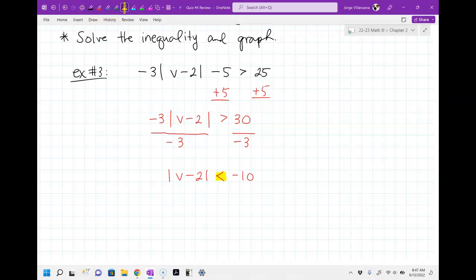I'm going to highlight that really quick. So now I get to solve. But here's an issue that I just realized. Can my absolute value be less than -10? No, absolute value should always be greater than or equal to 0. So this has no solution.